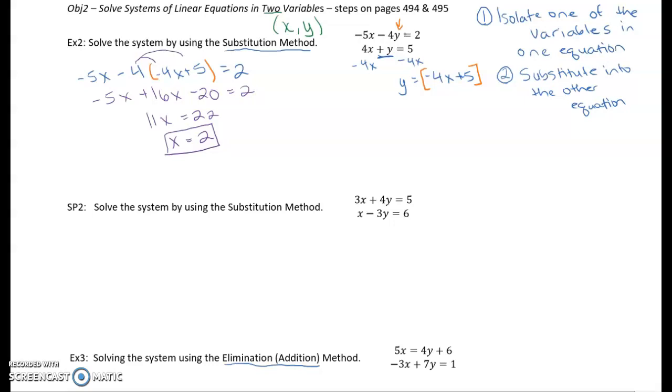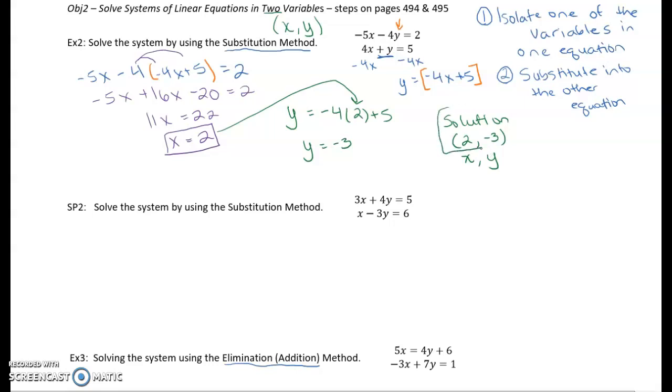So now that we have x, we're going to plug back into either one of these equations to solve for y. Or you can plug into the isolated equation, which is usually a little bit easier. So if y equals negative 4x plus 5, I'm going to take that 2 that I just figured out and plug it in for x, so y equals negative 3. And your solution is always stated as an xy coordinate pair, so 2 and then negative 3. It doesn't matter which order you solve these in, you always put x first and then y for your solution. So that is your final answer there.